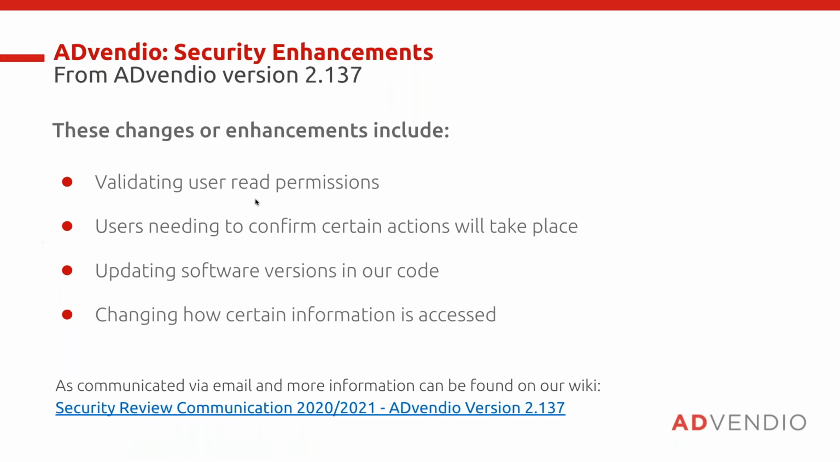And we have sent out the email because these are the 4 core topics that we covered in the security review. We had to do some enhanced validations of user read permissions. Users now need to confirm certain actions taking place. I think many users already prior to 2.1.37 have seen the confirmation modal, for example, for the pre-invoice wizard, where you have to say, yes, I would like to create pre-invoices. We also updated software versions in our code, not something that's customer facing, so that's totally fine. And we also had to change how certain information was accessed. That again is not necessarily customer facing, so that's fine.